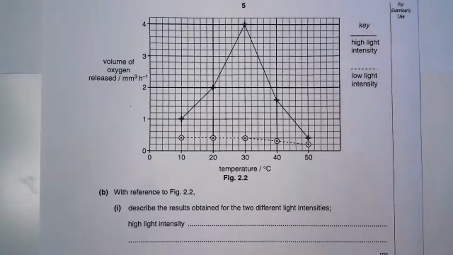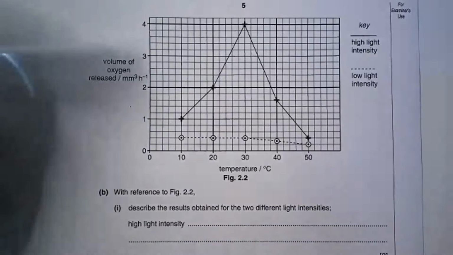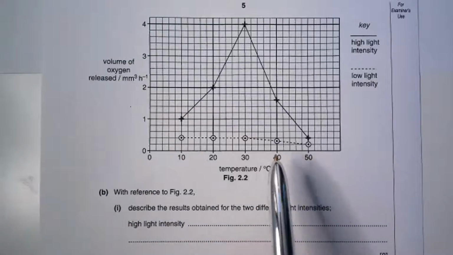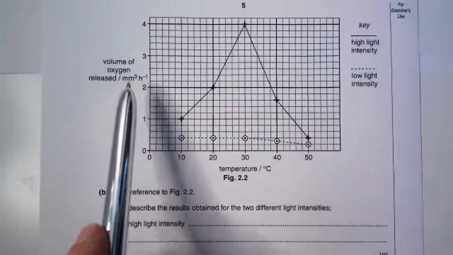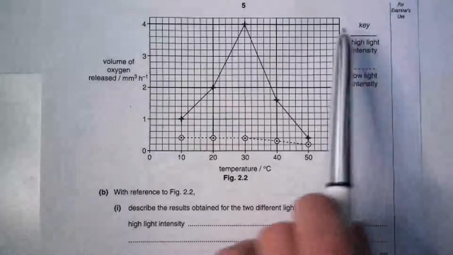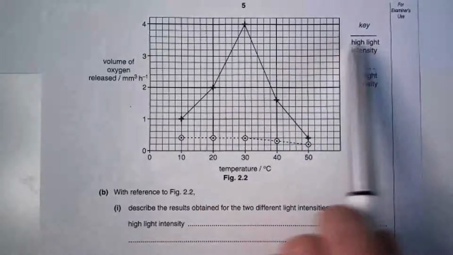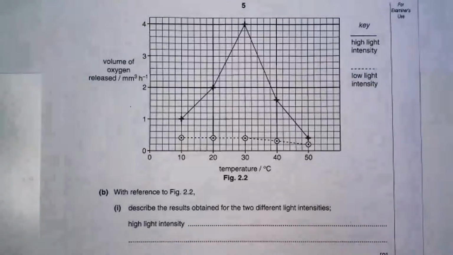This is an exam question about limiting factors on photosynthesis. We've got a graph here where we've got temperature along the bottom and volume of oxygen released up the side. The temperature goes from 10 to 50 degrees C, and the volume of oxygen is between 0 and 4 millimeters cubed per hour. We've got two different lines, and there's a key here. Line 1, the non-dotted line, is under high light intensity, and line 2, the dotted line, is under low light intensity.